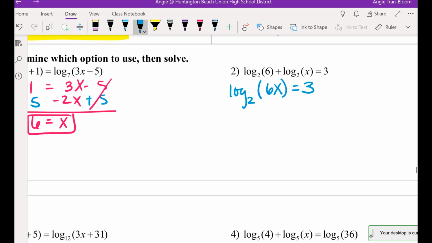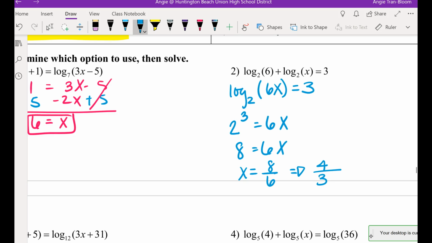You can consult with your members. 2 to the third power is equal to 6x. All right. Tell me, please, Jasmine, 2 to the third is what? 8. Perfect. 8 equals 6x. This one goes to Matt. What's x then, Matt? You got 6 and 8, so that is 4 over 3. Okay.